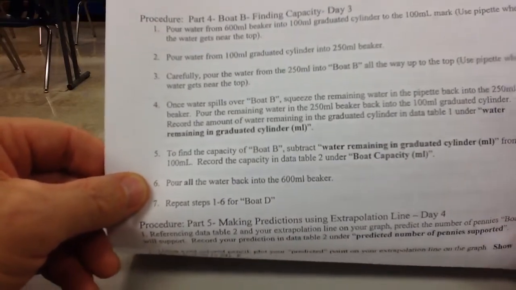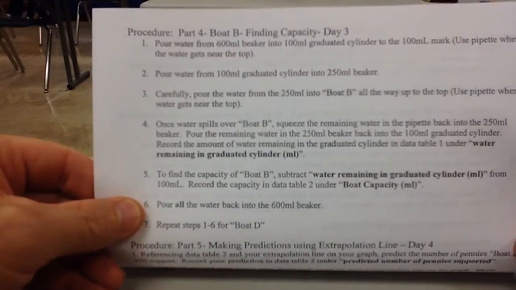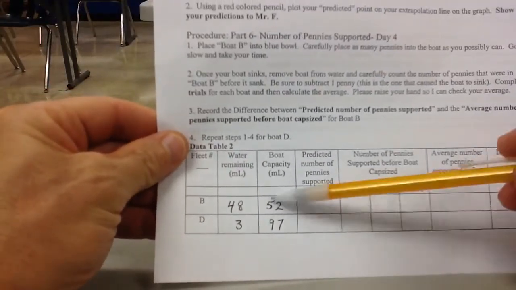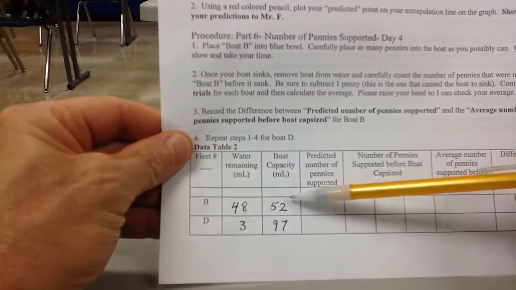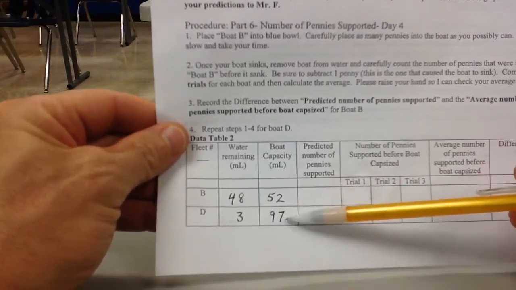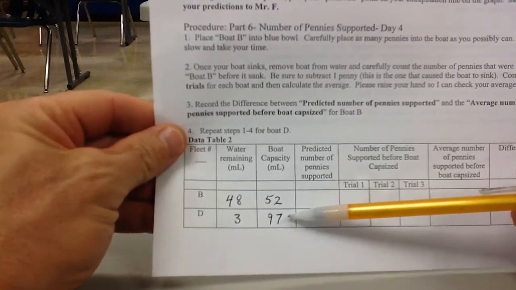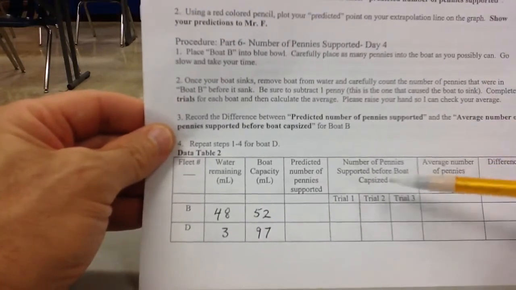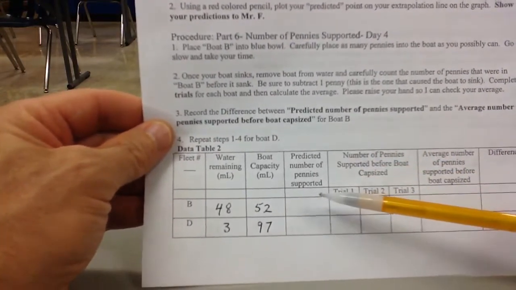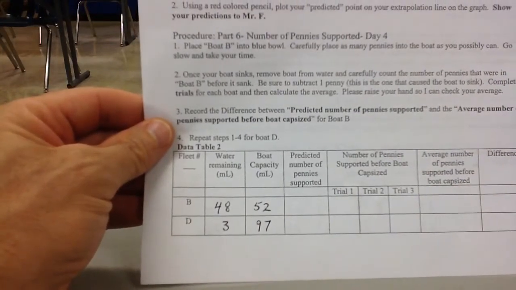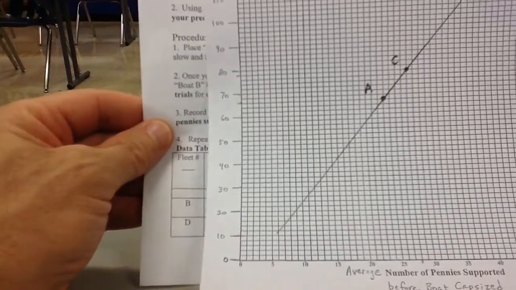Okay, I've fast forwarded through this, and I found the capacity of both B and D, and I recorded it down here. Now, if you recall, these two values should equal 100 milliliters. So 48 and 52 is 100, 3 and 97 is 100. Now what we have to do is we will have to make a prediction. We need to predict the number of pennies that will be supported. And the way we're going to do that is we will be using our prediction line or extrapolation line.